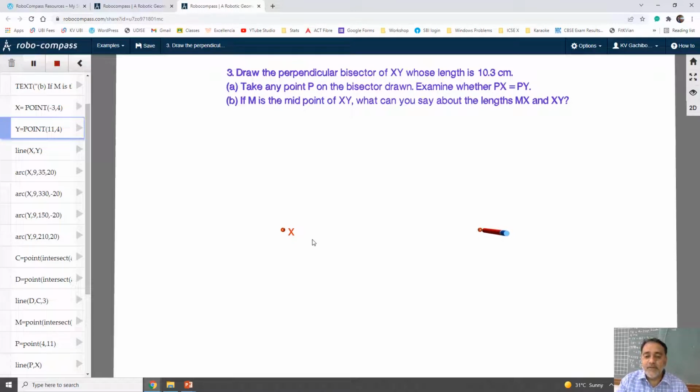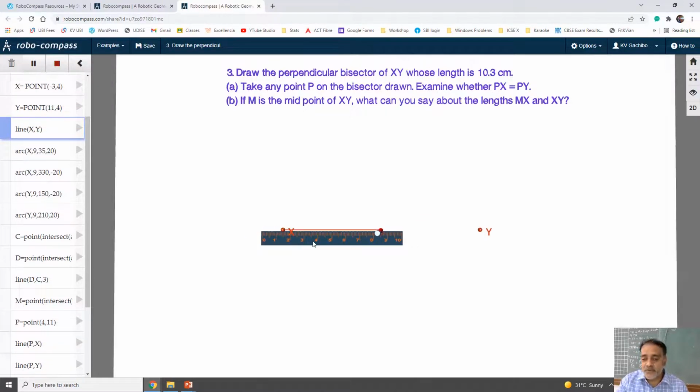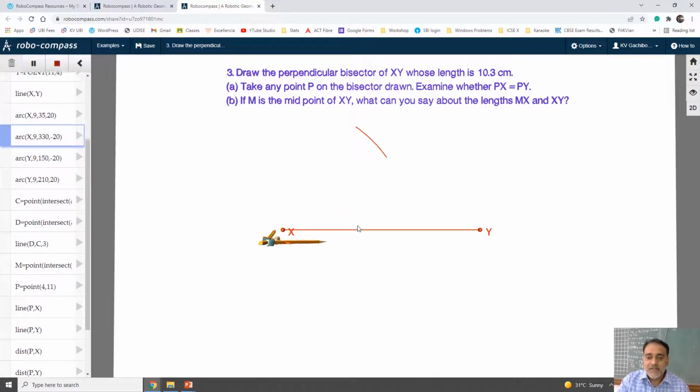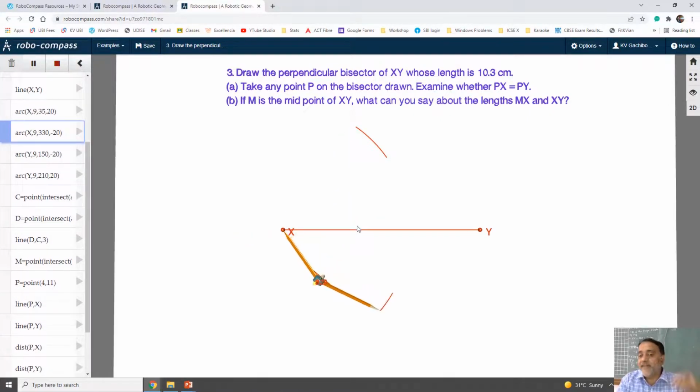Okay, now we are going to join XY using a ruler. After that we have to draw the perpendicular bisector. So with center X we will draw two arcs on both sides, top and bottom. Okay, and the radius should be more than half of XY.